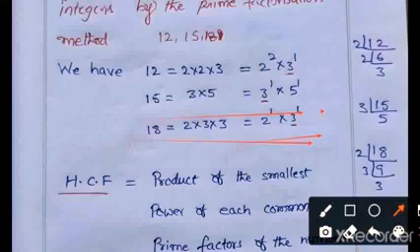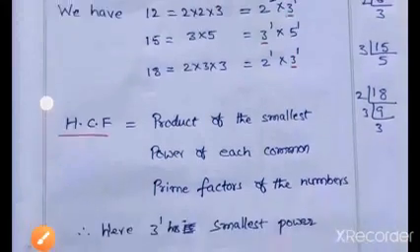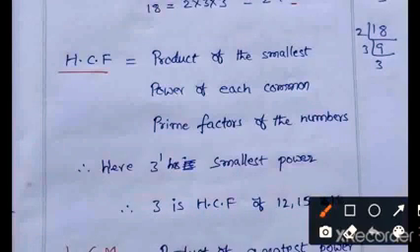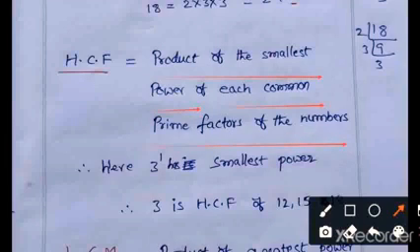Now we are finding the HCF. In our previous class, we discussed what HCF is and how to find it. It is the product of the smallest powers of each common prime factor of the numbers. Once again, I am reading: product of the smallest powers of each common prime factor of the numbers.